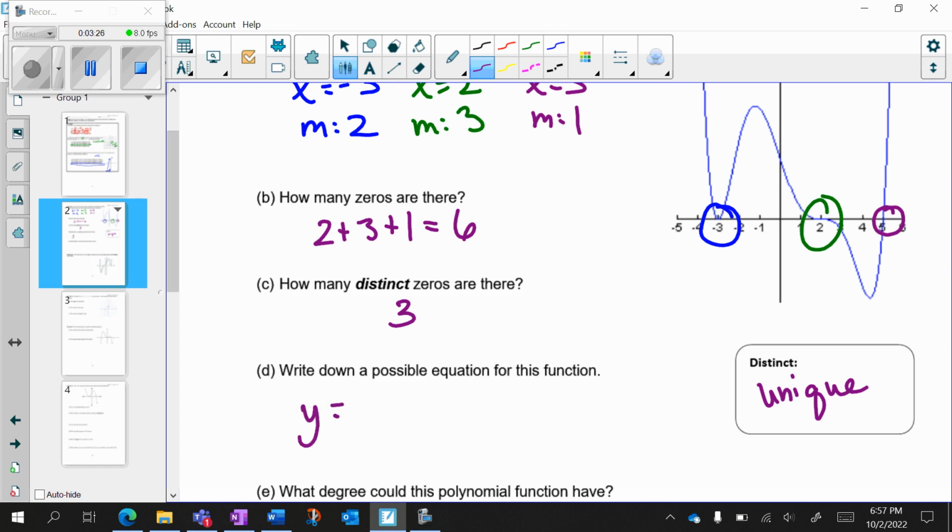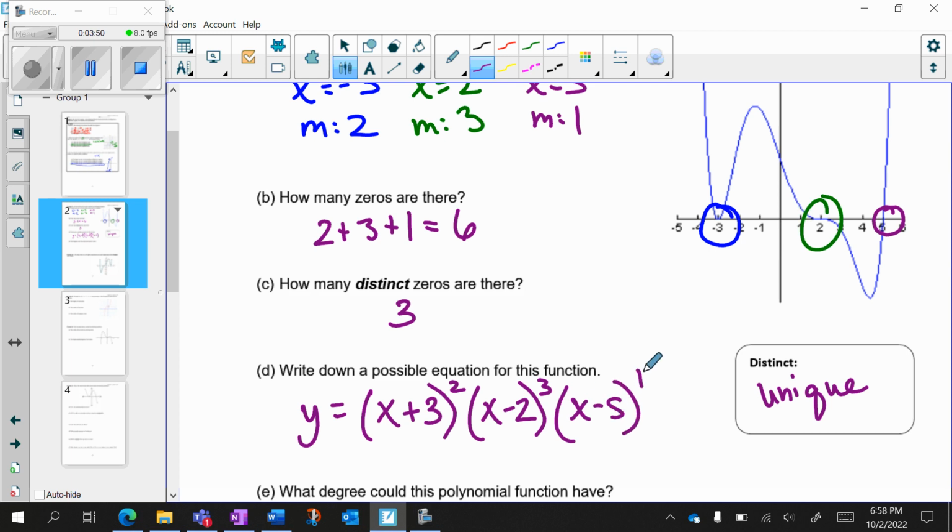So it's going to be y is equal to, since my zero was x equals negative 3, we're going to change the sign and do the opposite, x plus 3, and then our multiplicity is the degree, which is squared. When x is equal to 2, we're going to do the opposite, x minus 2, the multiplicity is 3. And then when x is equal to 5, x minus 5, the multiplicity is 1.